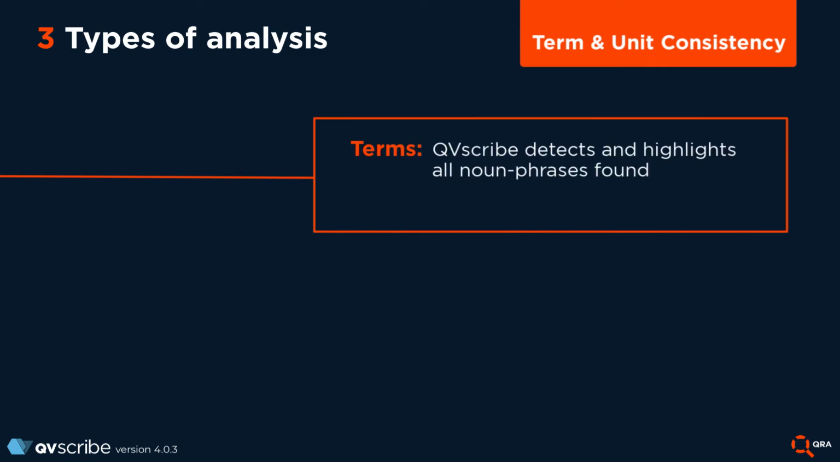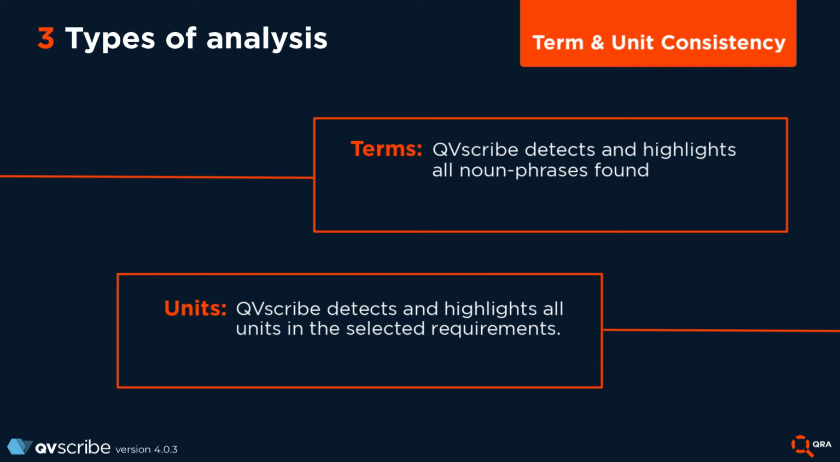When we're looking at terms and unit consistency, with regards to terms, QVscribe detects all noun phrases found. So this helps verify that domain-specific terminology is consistent throughout the document and that the correct terms are used in each requirement. And when looking at units, QVscribe detects all units in the selected requirements. The detected units are then displayed by type, along with the requirements containing them. This helps assess that all units are correct and consistent throughout all requirements.